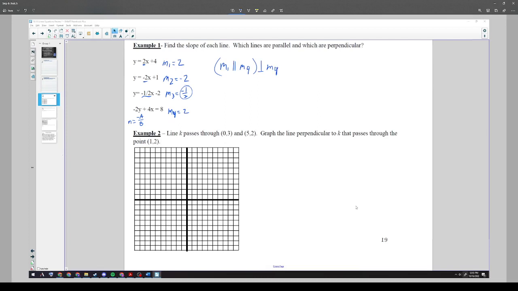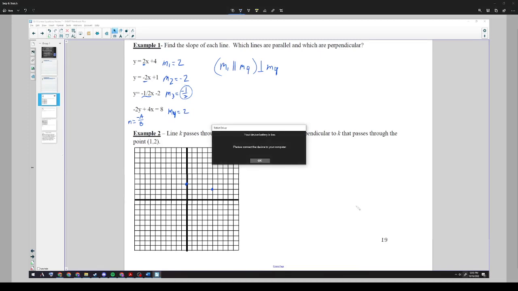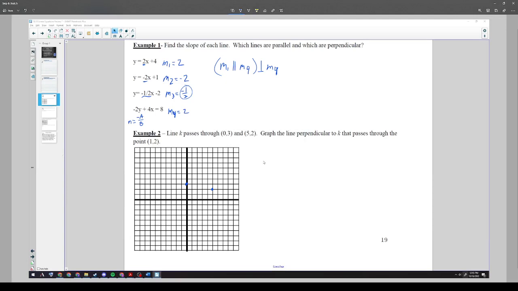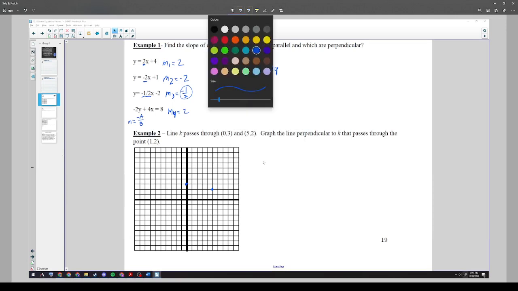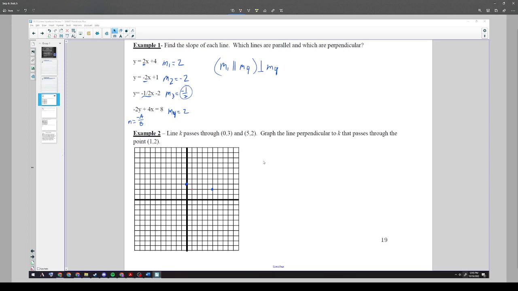Line K passes through (0, 3) and (5, 2). They give me a graph, so I'm going to draw that. 1, 2, 3, 4, 5, 2. Graph the line perpendicular that passes through the point (1, 2). So I'm going to have a second line going through (1, 2) that has a perpendicular slope. Important: I need to find my slope here. I go down 1 and 1, 2, 3, 4, 5 right, so my slope was -1/5. I could have gotten that by calculating: 2 minus 3 is -1, 5 minus 0 is 5. So I don't need a graph to calculate it, but they gave me one, so I'm going to count.